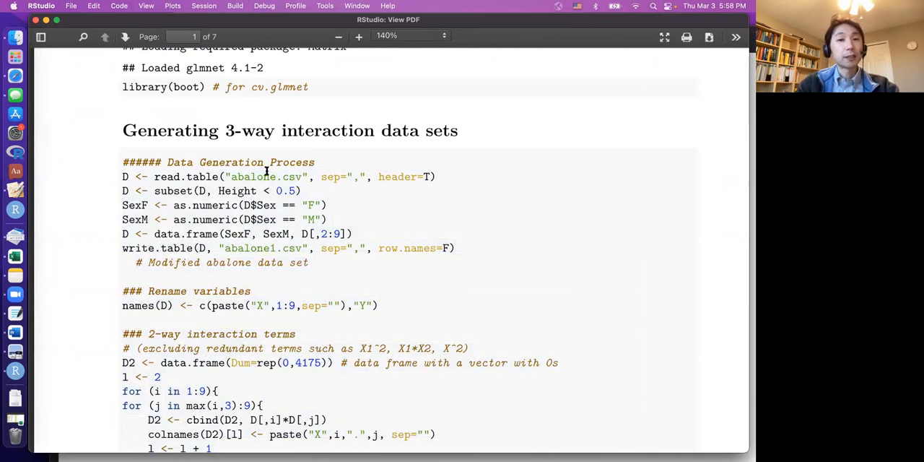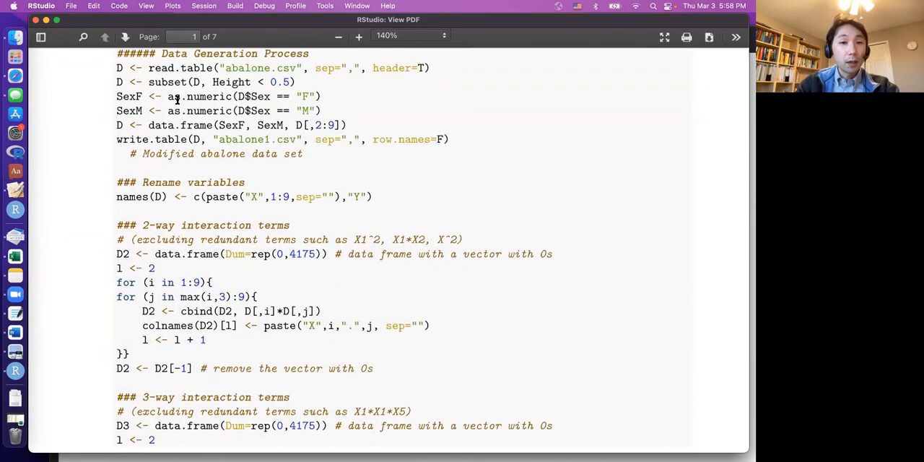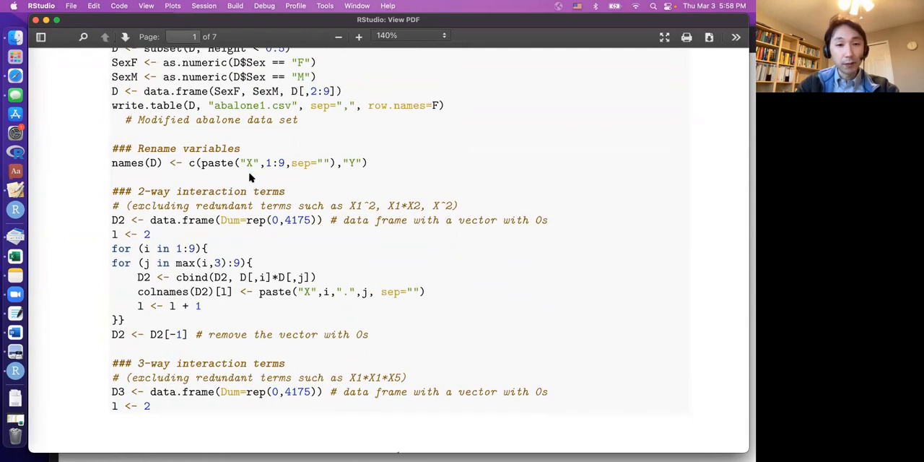So the original data set is Avalon. This is basically the same one as Avalon 1, but it includes some outliers, 2 outliers with the variable height. So I excluded those. Then if you modify the data, you can use the write.table function to automatically generate the CSV file. You can specify the separation symbol, and also row names and column names. So the write.table function is convenient to modify the data set in R.